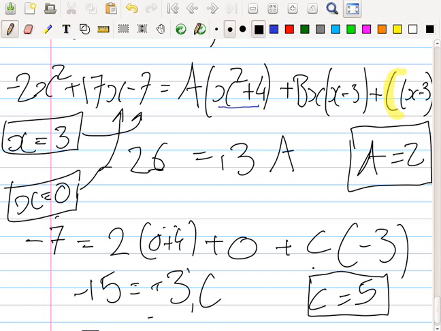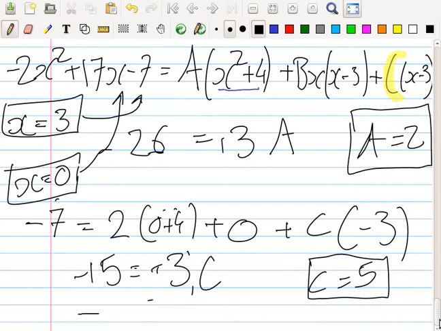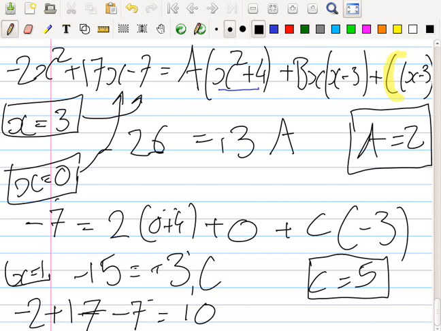Now that I have a and c, I can pretty much use whatever value I want to get the b. Because I can replace a and c and just say x is 1 or something. So I'll try and squeeze it down here. So making x 1, minus 2 plus 17 minus 7 equals 5a, which is 10, plus 1 minus 3 is minus 2. This is x is 1. 1 minus 3 is minus 2, times 1 is minus 2, and I don't know the b, minus 2b, and then 1 minus 3 is minus 2, times c is minus 10.